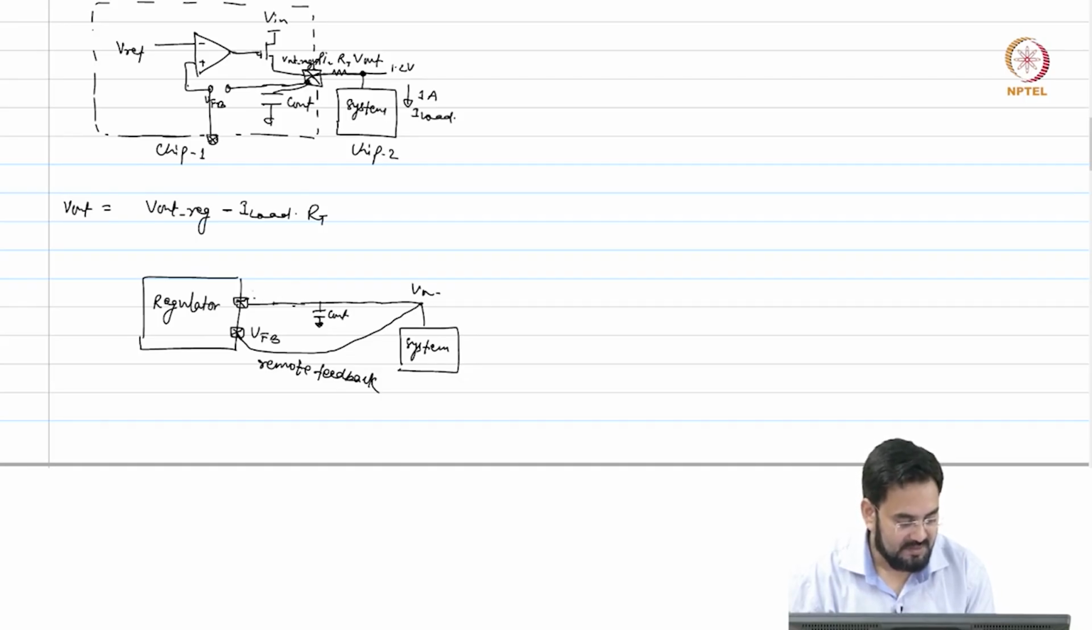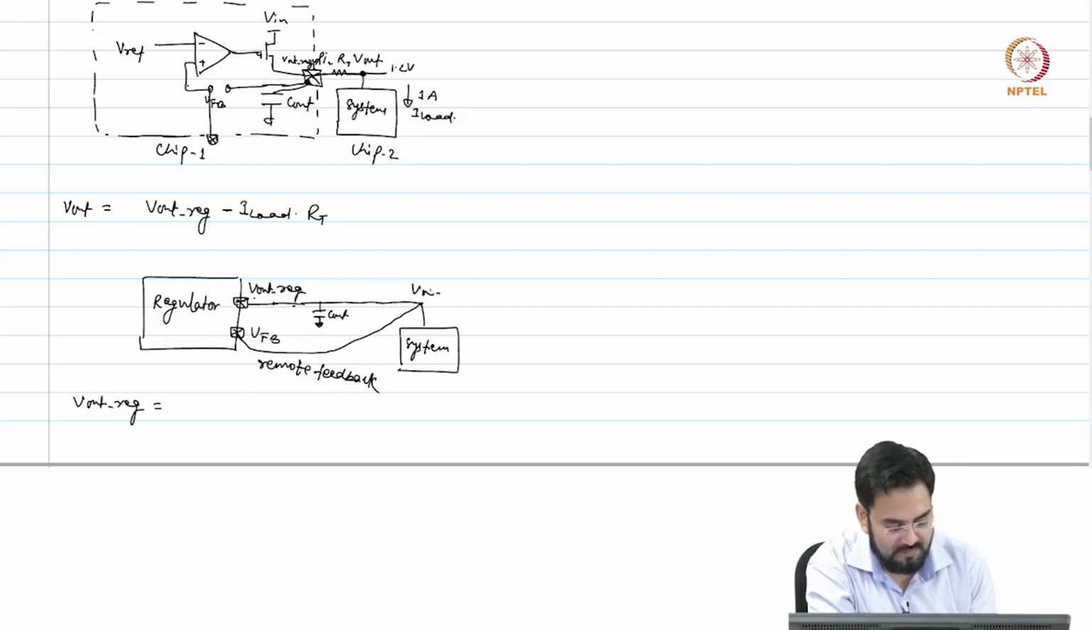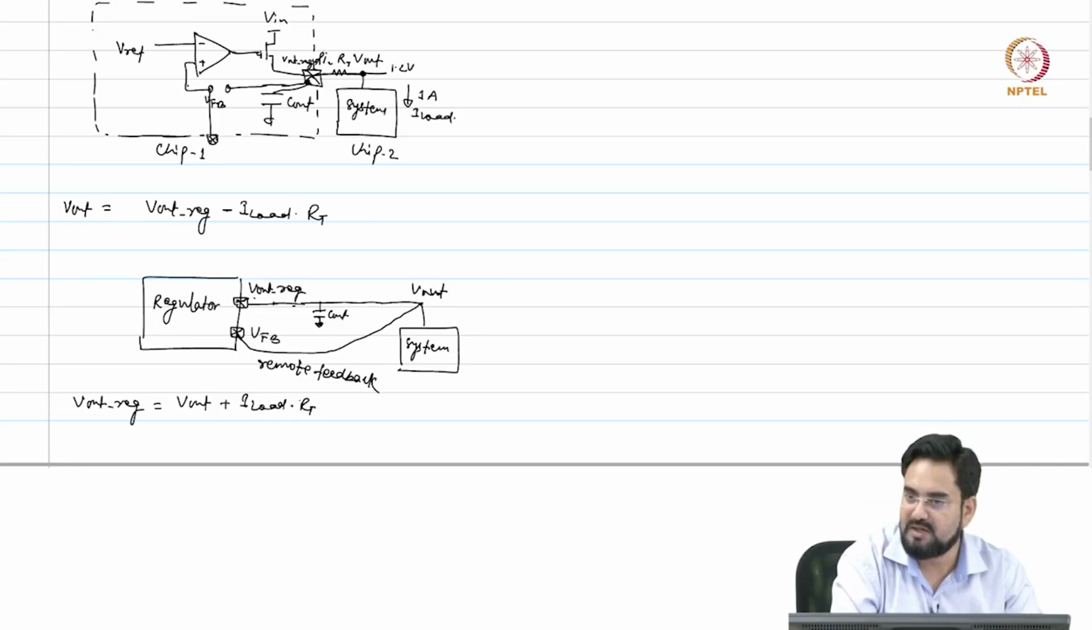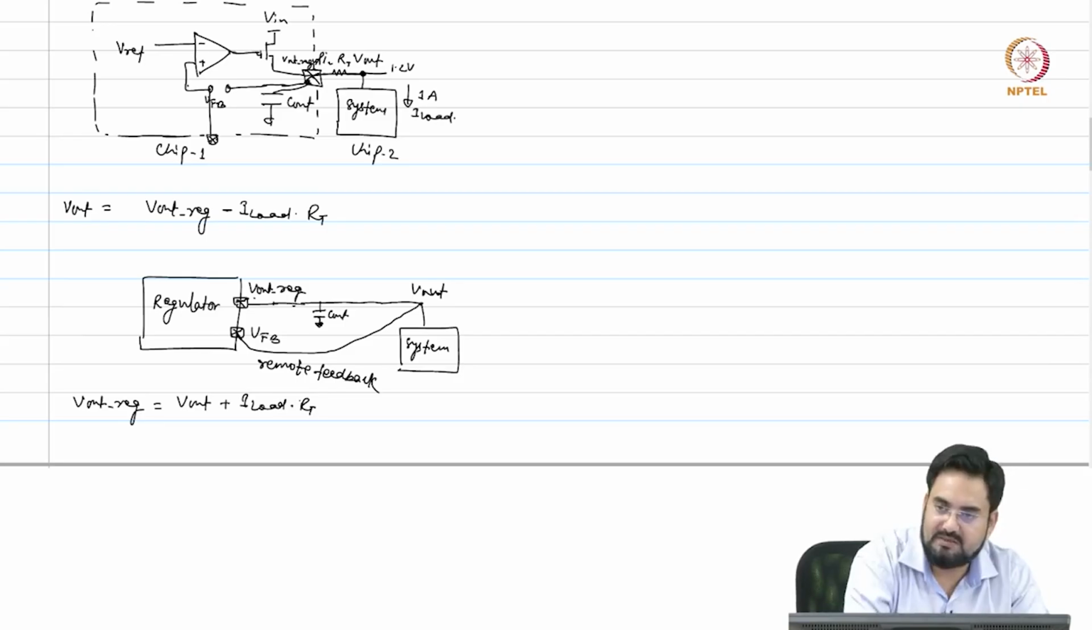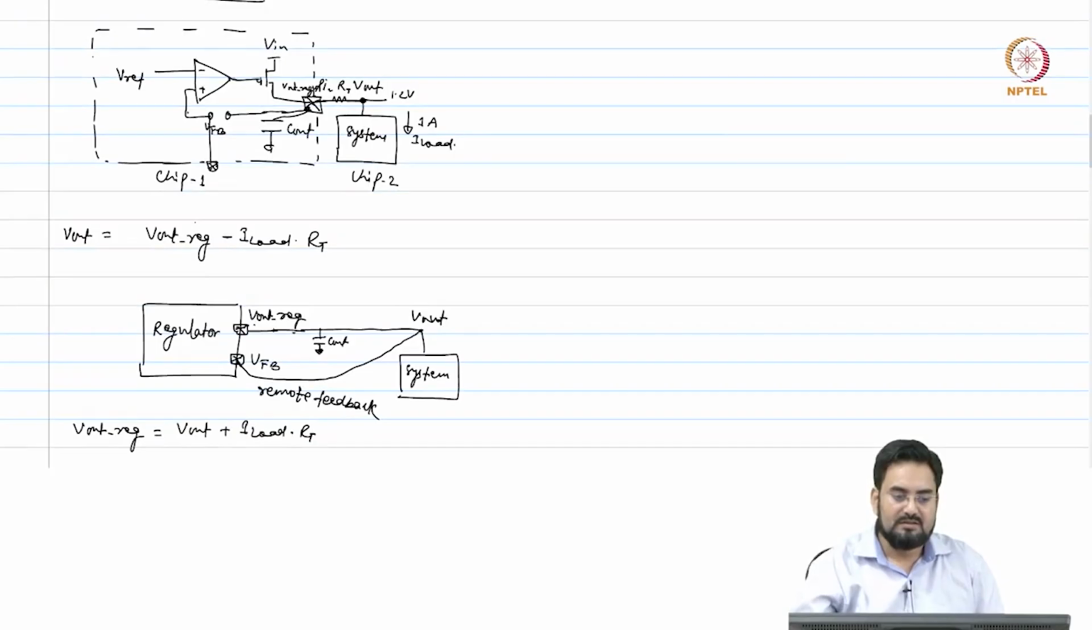Let me make it clear. So what is V out reg now? V out plus, and you know the drop across this trace is I load into RT, so it will get subtracted and you will get V out whatever you desired. Is there any drawback of this? Benefit, obviously we know that.